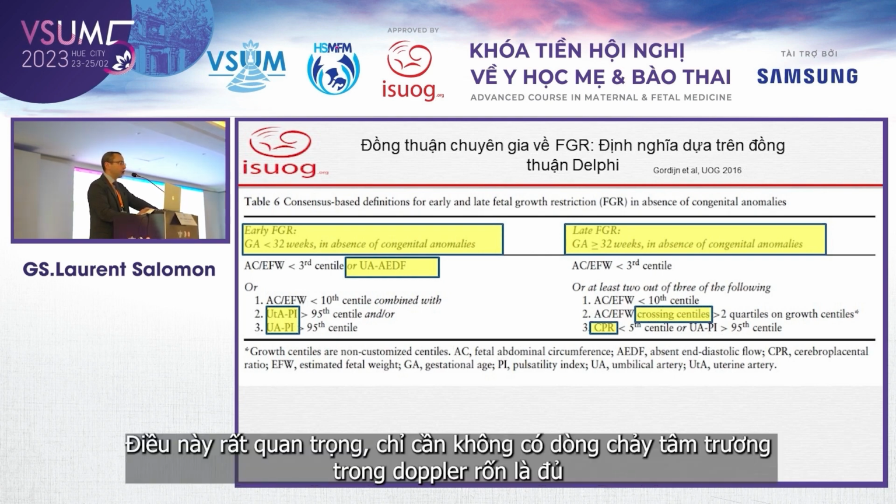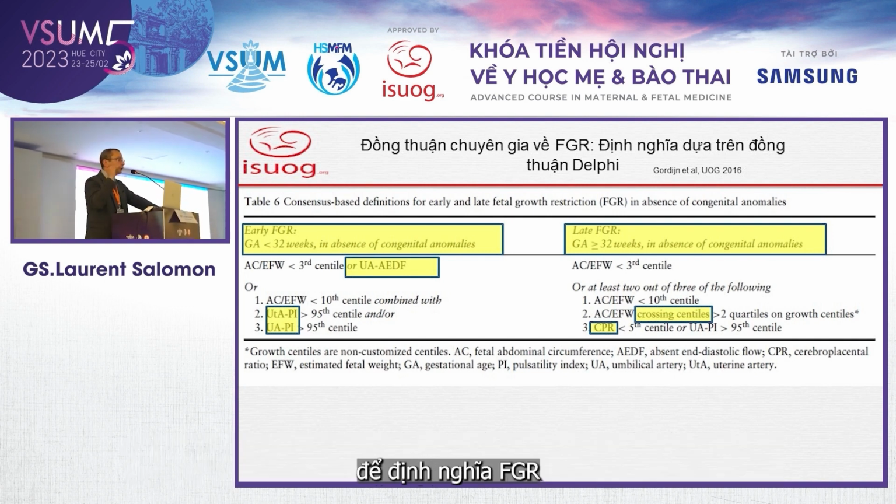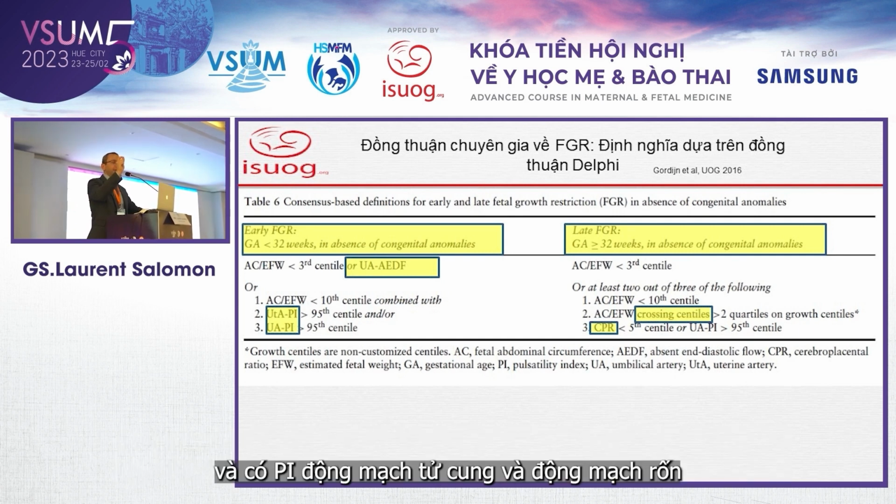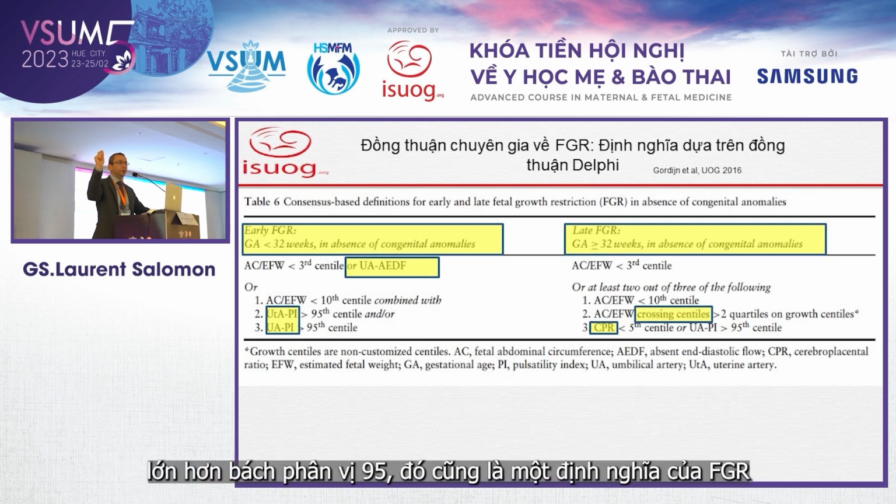So it's very important. Having an absent end diastolic blood flow in the umbilical Doppler alone is enough to define early fetal growth restriction. Or it could also be a combination of being below the 10th centile for AC or estimated fetal weight and having a uterine artery PI or an umbilical artery PI above the 95th centile. That's again a definition of early growth restriction.